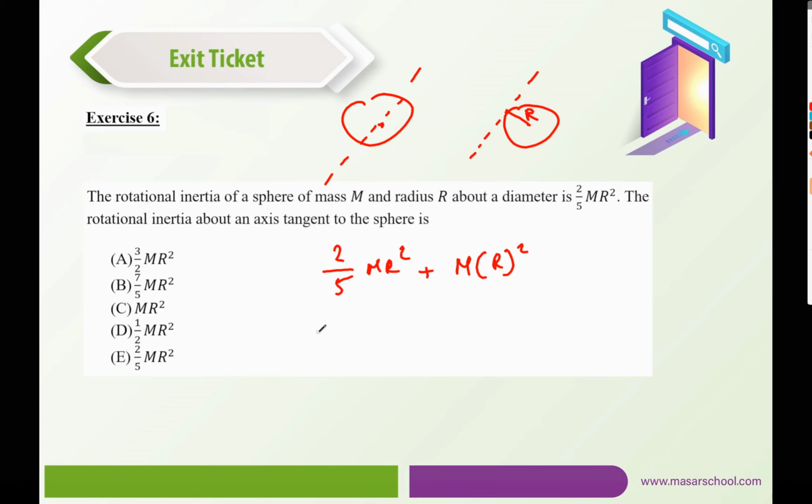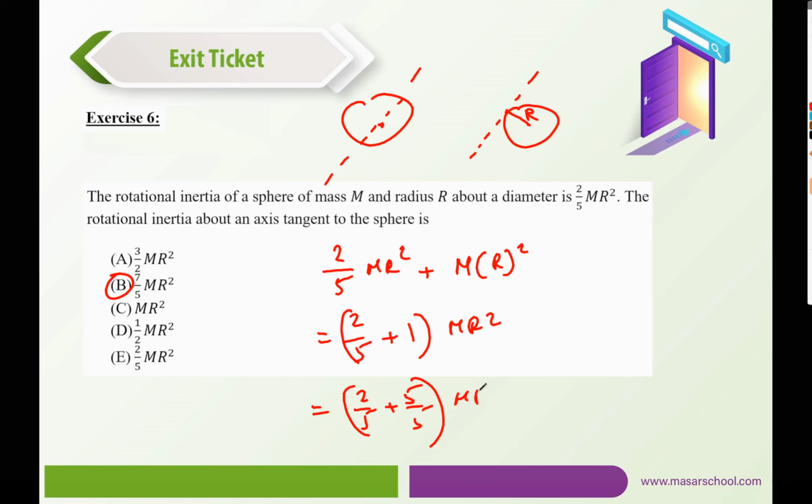this distance r. Now that would be 2/5 plus 1 multiplied by mr², making B the correct answer, because 2/5 plus 5/5, that would be 7/5 mr².